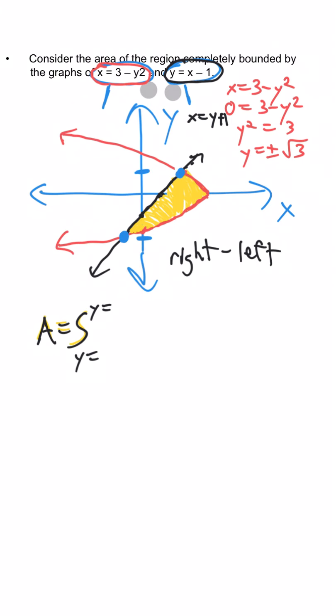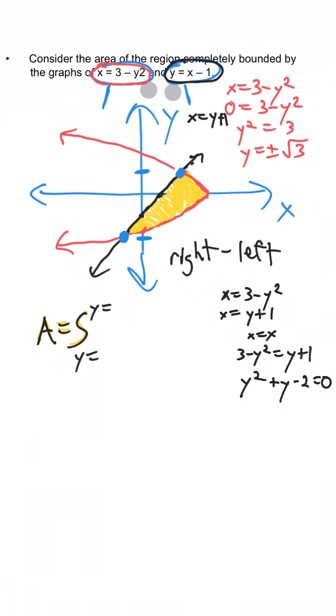All right, so let's set these two functions equal. You got x is equal to 3 minus y squared. You got x is equal to y plus 1. Set x equal to x together, which means you're setting 3 minus y squared equal to y plus 1. All right, looks like we're going to have a quadratic here in one variable. So let's go ahead and see what this looks like. Y squared plus y minus 2 is equal to 0. Is that right?